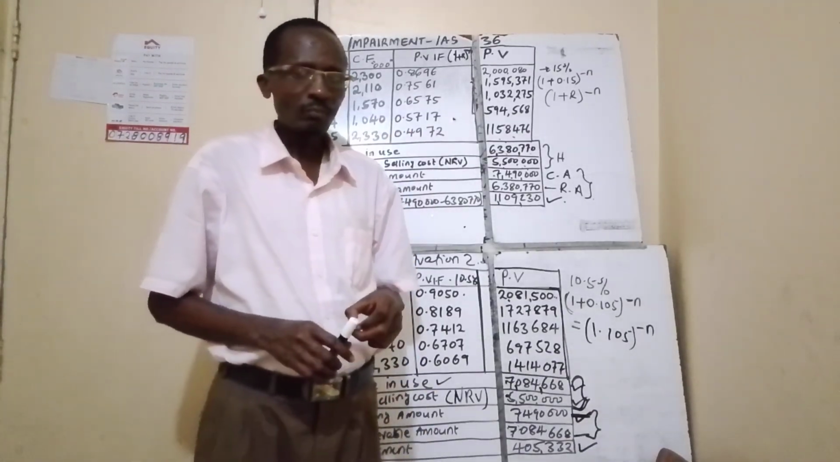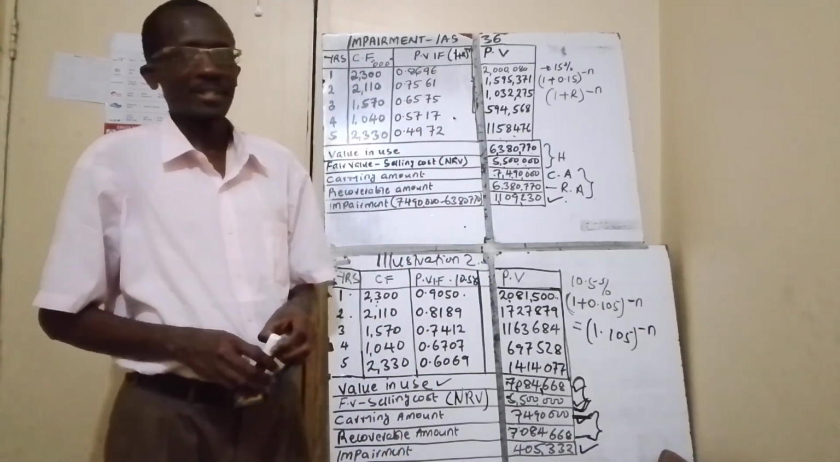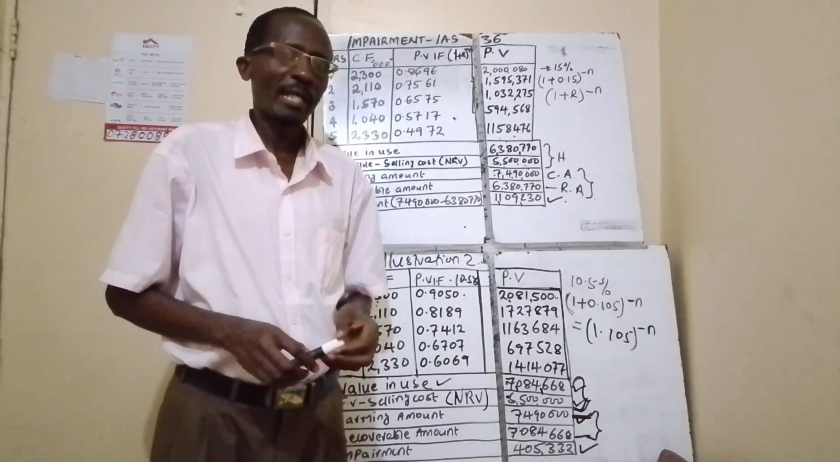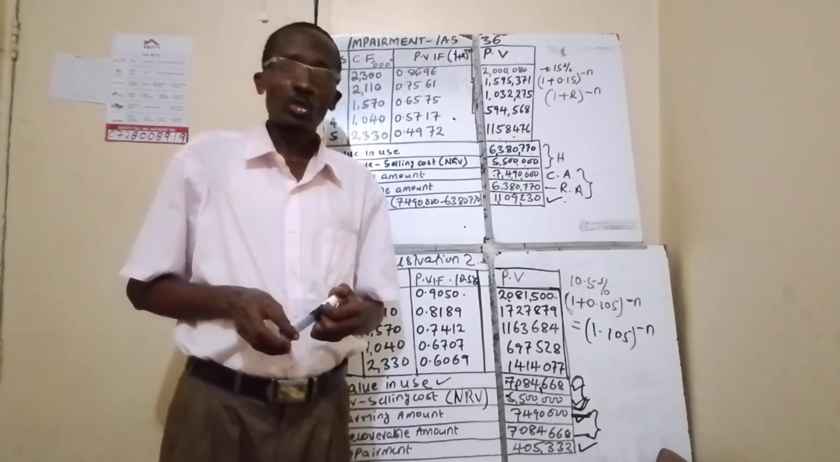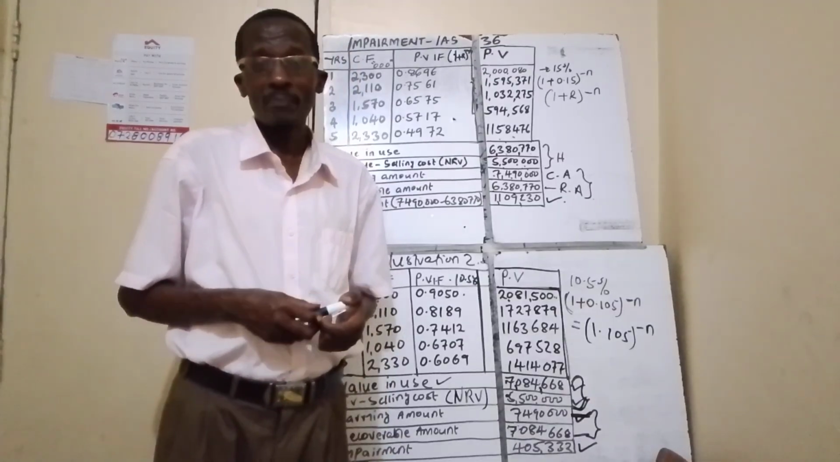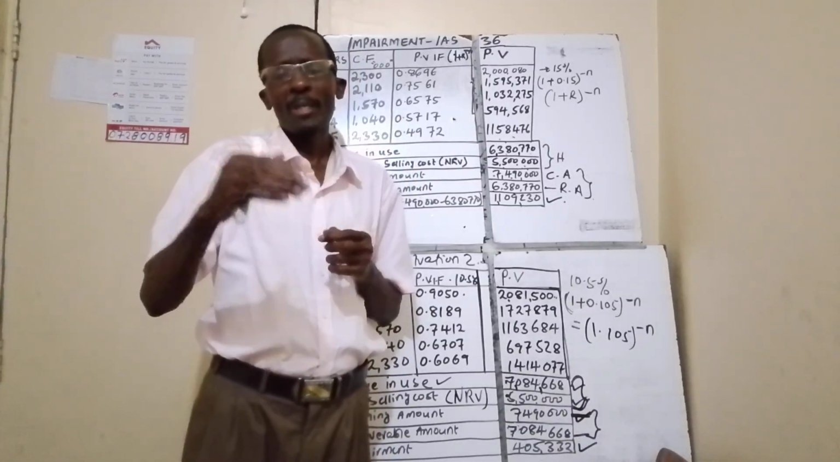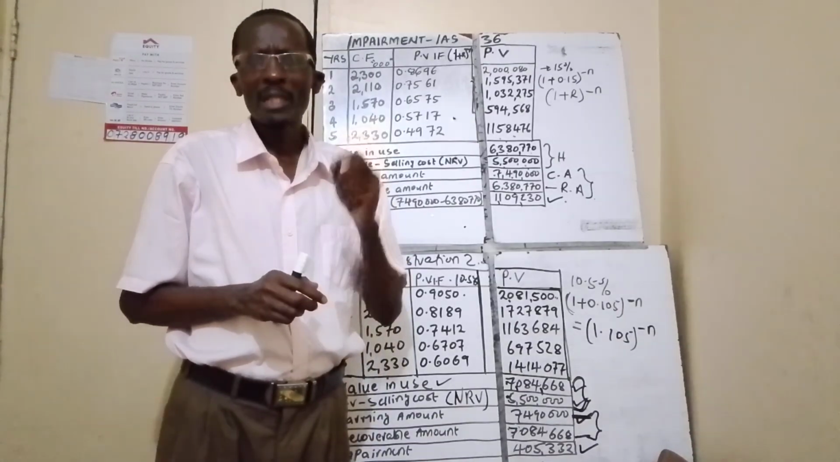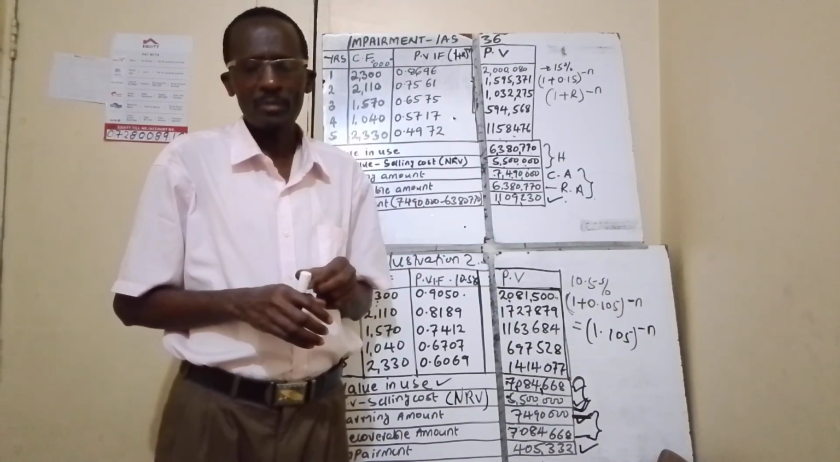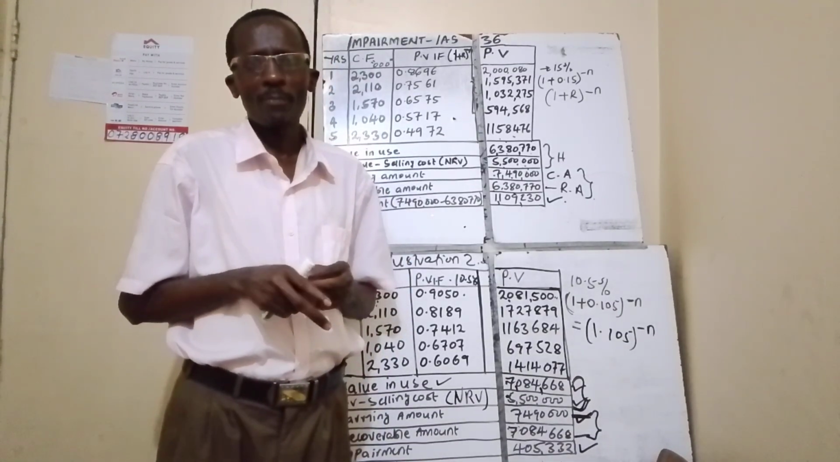So, if you take the cost of an asset and you minus the accumulated depreciation, you get the net book value, which is also known as the carrying amount. So that carrying amount you compare with the recoverable amount. And how do we calculate the recoverable amount? Two items should be compared.